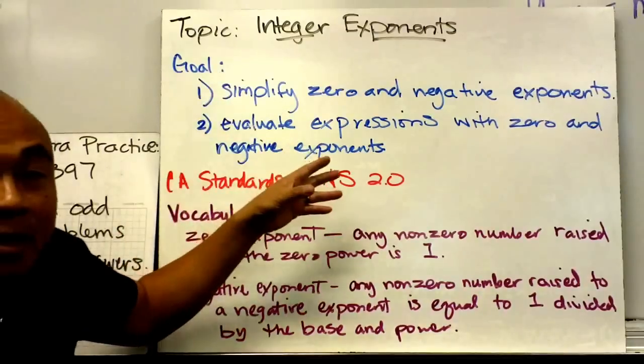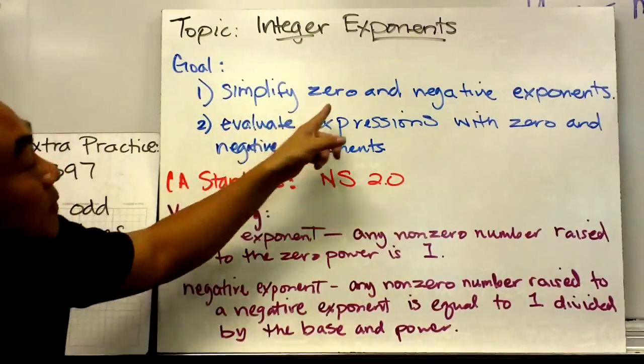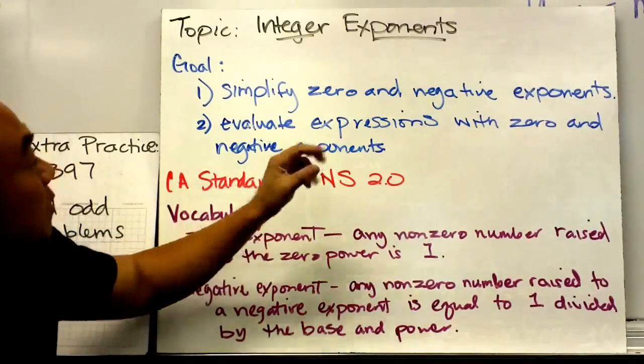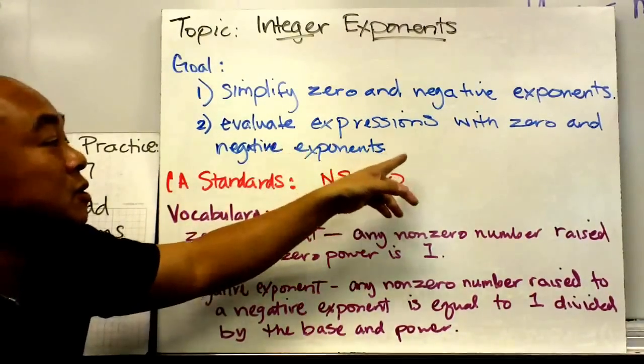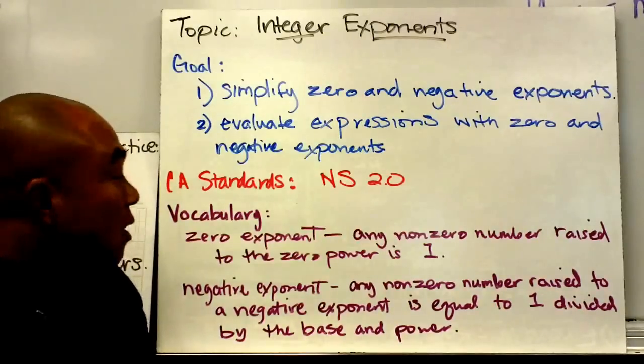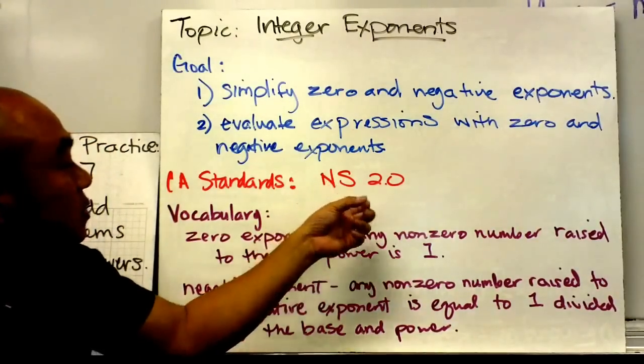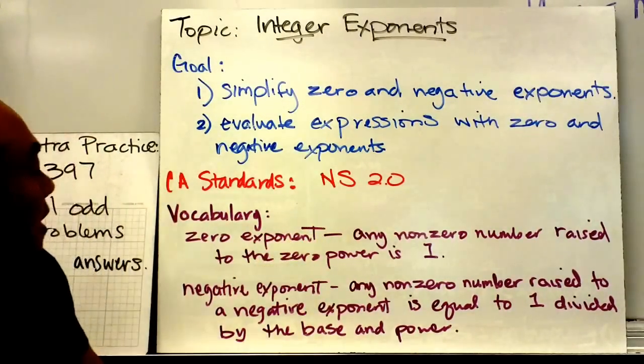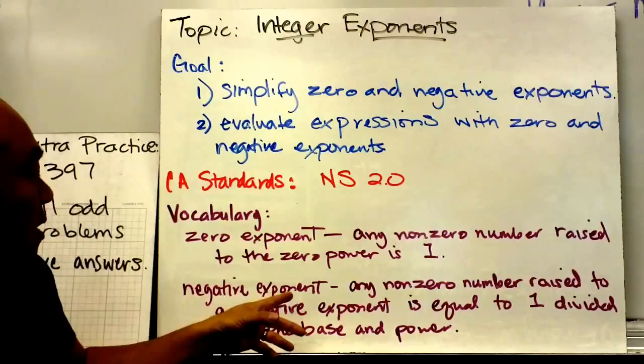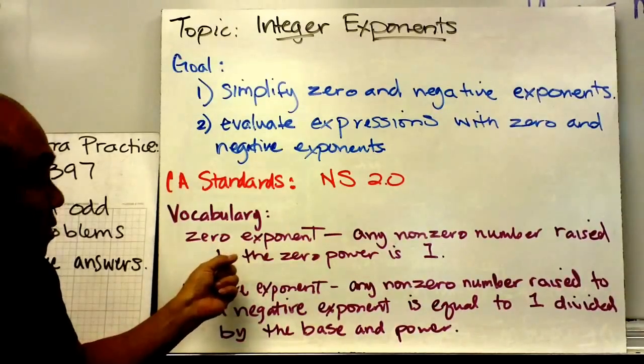Our goal for today is, first of all, to simplify zero and negative exponents. Then we're going to use it to evaluate expressions with zero and negative exponents. Our standard for today is Number Sense 2.0, and our vocabulary for today is zero exponent.